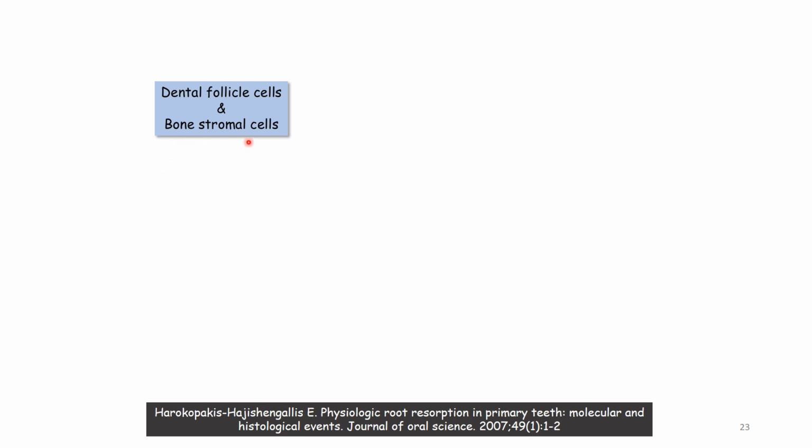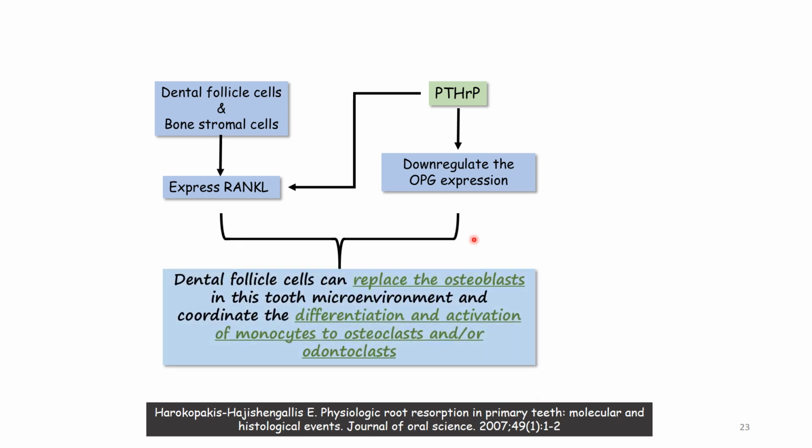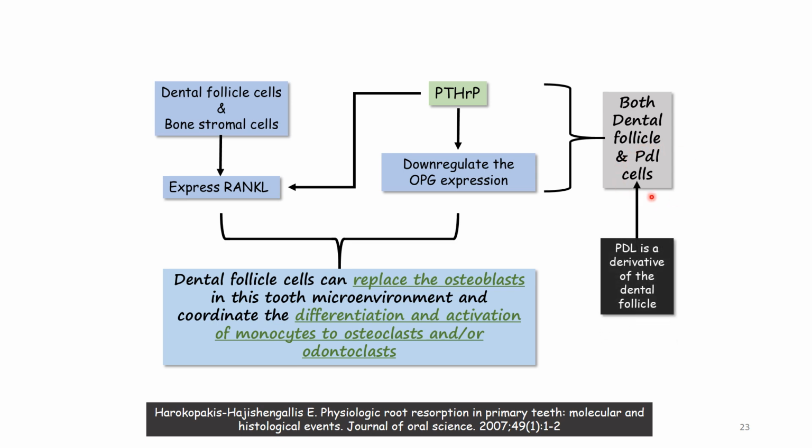The dental follicle cells and the bone stromal cells adjacent to the dental follicle express RANKL. The expression of RANKL is also upregulated by the parathyroid hormone related protein. It upregulates the expression of RANKL and downregulates the expression of OPG. This indicates that the dental follicle cells can replace the osteoblasts in the tooth microenvironment and coordinate the differentiation and activation of monocytes to osteoclasts and odontoclasts. Basically, it says that the dental follicle cells can express RANKL and eventually form osteoclasts and odontoclasts. This happens in both the dental follicle cells as well as the PDL cells. It doesn't come as a surprise in the PDL cells because the PDL is a derivative of the dental follicle and acts according to it.